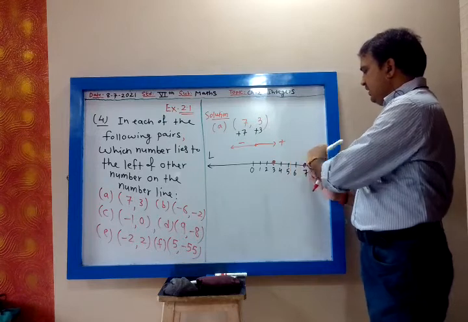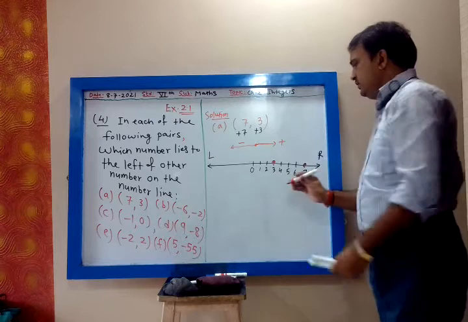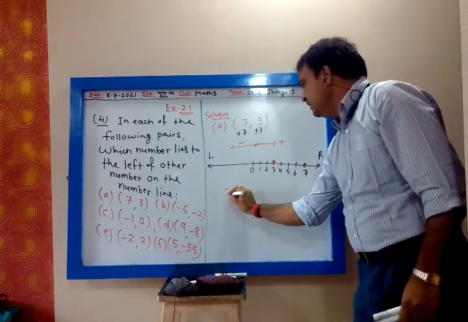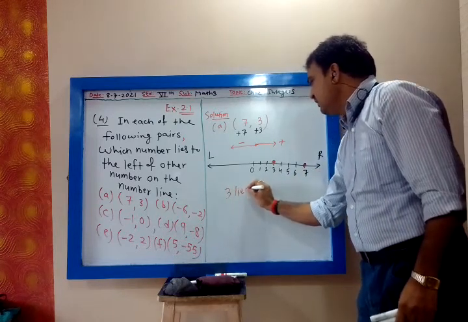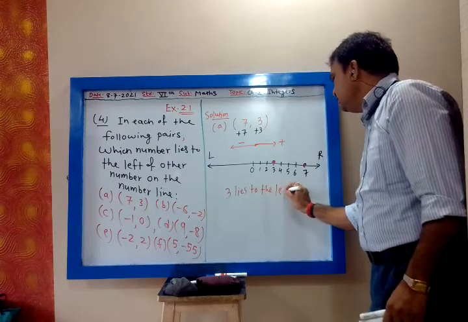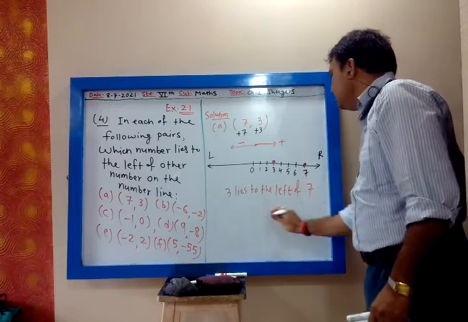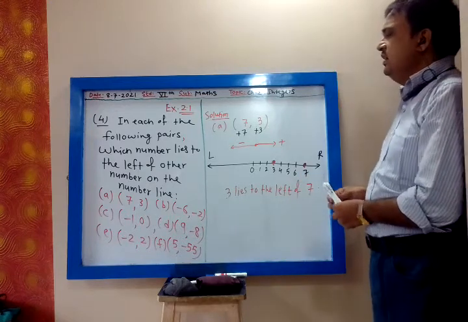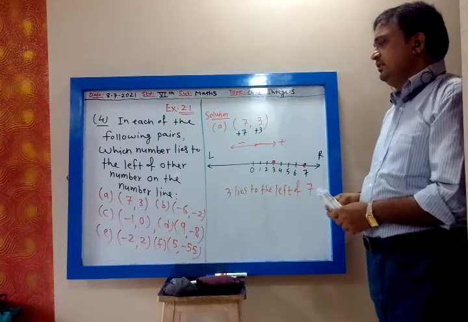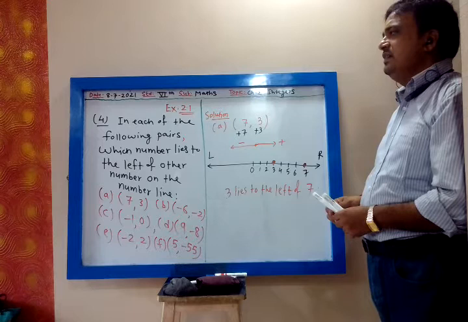This is my 7. And where is 3? 3 is on the left side. This is my left side. So we write 3 lies to the left of 7. That's all. This is the answer. 3 lies to the left of 7. Okay?